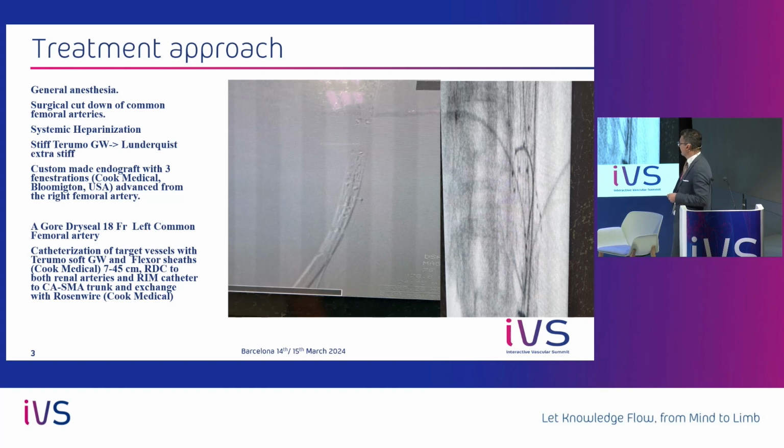Catheterization of the target vessels with a Sterumo soft guide wire and Flexor sheath with the help of the RDC catheter to both renal arteries, and a Rim catheter due to the presence of the angle in order to advance our wire to the celiac artery and the SMA trunk, which was exchanged with a Rosen wire.